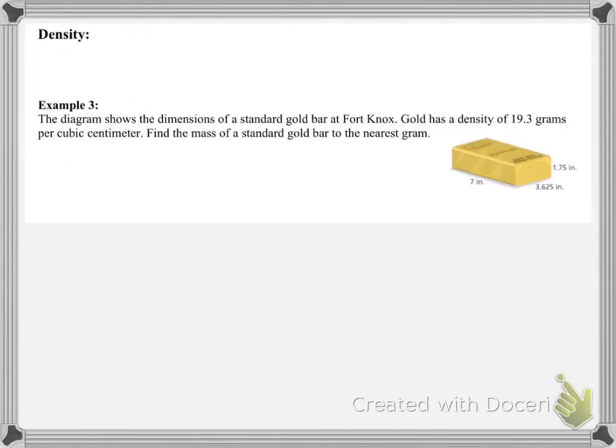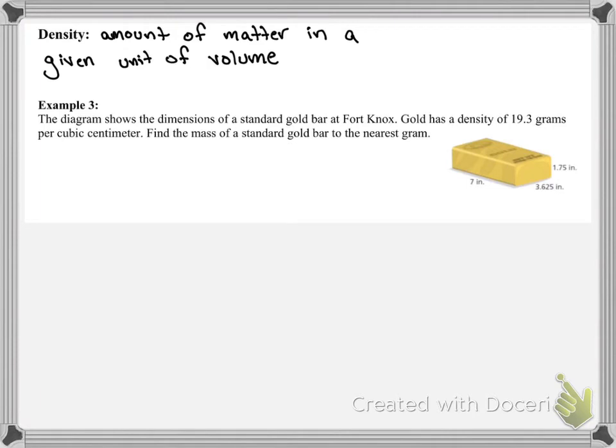Okay. All right, next, density. What is density? Density, if you remember from science, is the amount of matter that an object has in a given unit of volume. Really how many cells or how many atoms or whatever are in each unit of volume.